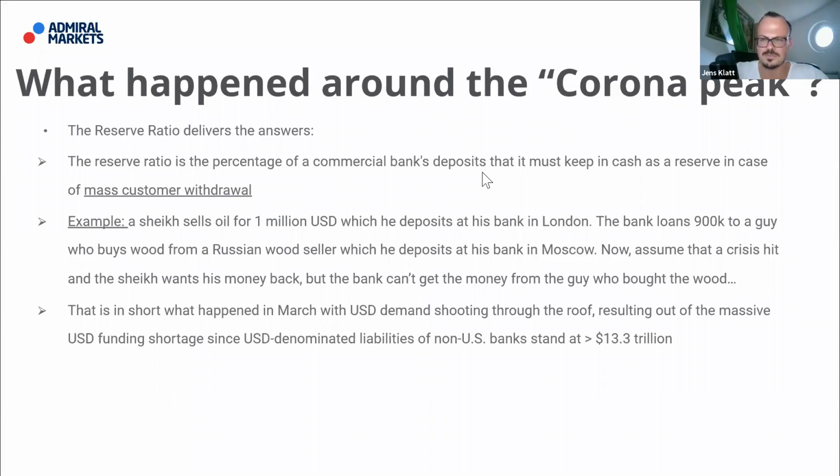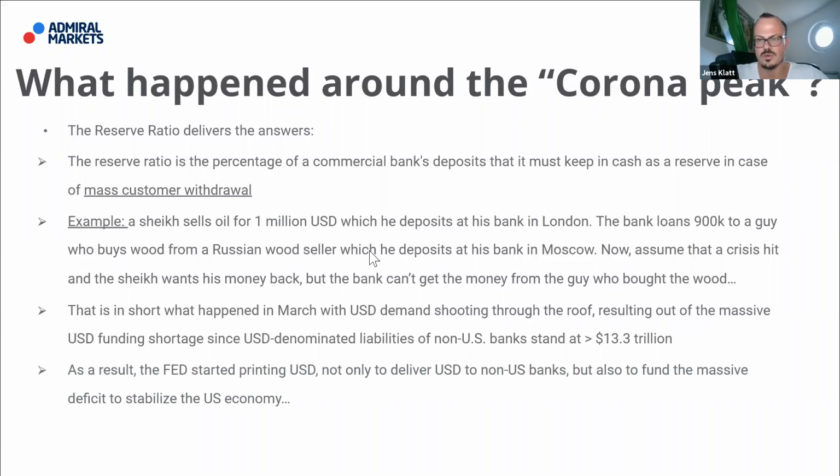But now let's come back to the Fed. The Fed still has a chance to overcome this issue. How? Well, they start printing USD. They flush the markets with USD as much as possible. They reinstall the swap lines, because they initially brought them up during the great financial crisis in 2008. They just had to reinstall them so that every liquidity issue can be overcome, in fact. So they were already prepared for this moment. And then they just print as many USD as they want, not only to deliver USD to non-US banks, but also to fund the massive deficit in the US, which was introduced by the US government, the Trump administration, to stabilize the US economy.